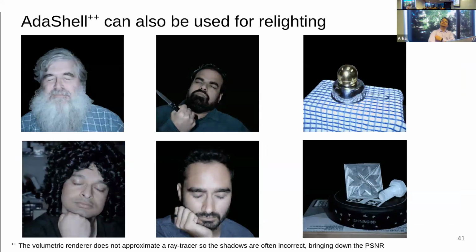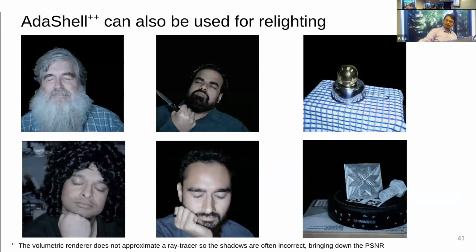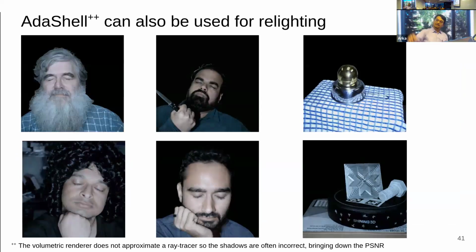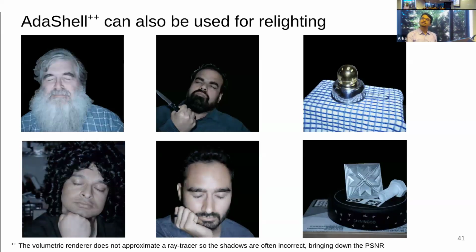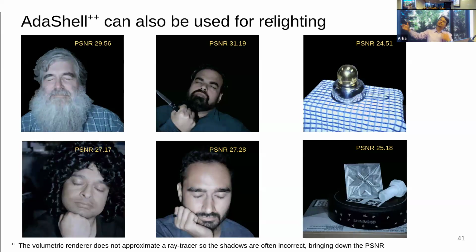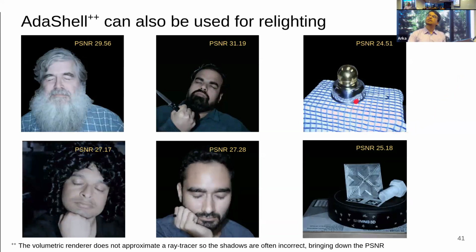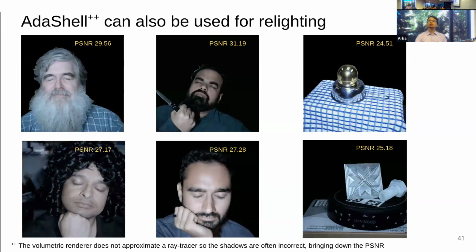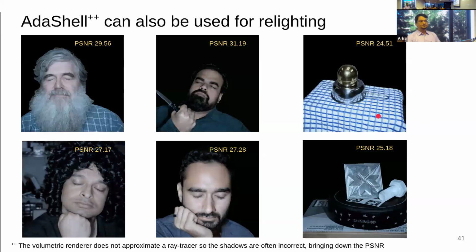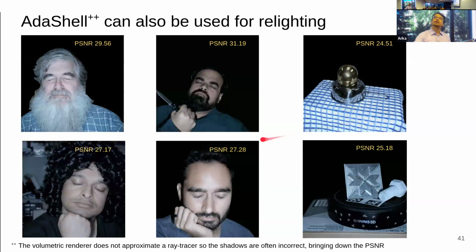AdaShell++ can also be used for relighting. So you've already seen results on relighting Chris's face and my face. We have two more friends of mine whose faces were relit. And we have two scenes where we have specular and a mixture of specular and diffuse objects. These are the performances of relighting. We didn't do a good job at relighting scenes where we had very specular objects. That is because apart from the stereo depth capturing really noisy depth, we also didn't do a good job at modeling the saturation of the camera when the flash fired on a white piece of cloth.